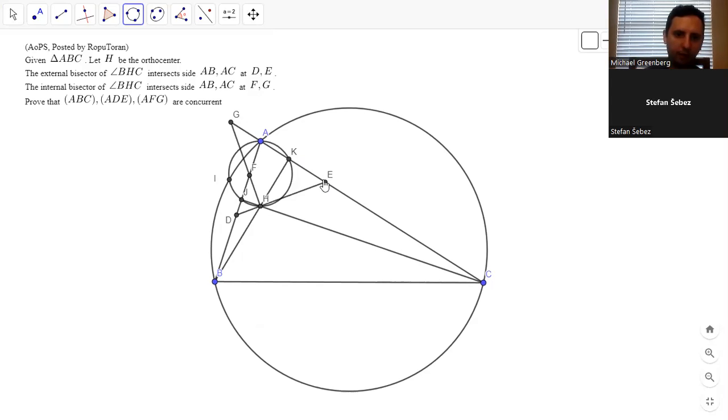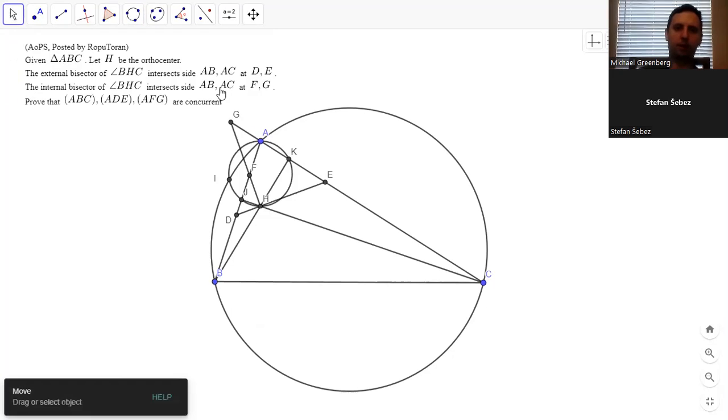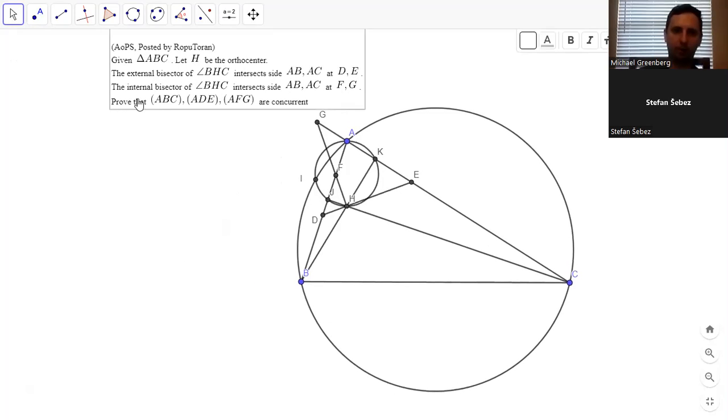Okay. So let's see. So basically DJ over DB is EK over EC. Okay. So that works. Basically we know that IJD is similar to IKC, and then we could show that this ratio is equal to this ratio by the angle bisector theorem. So that works. And then we could probably do something similar with the external bisector. Yeah, it is the same argument, okay.